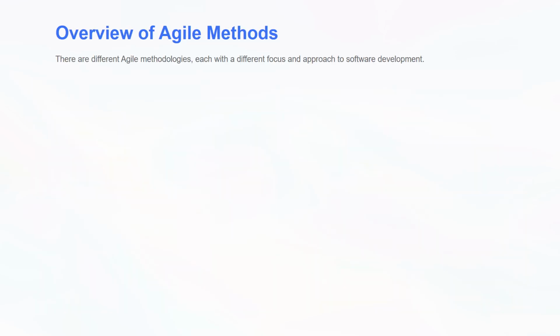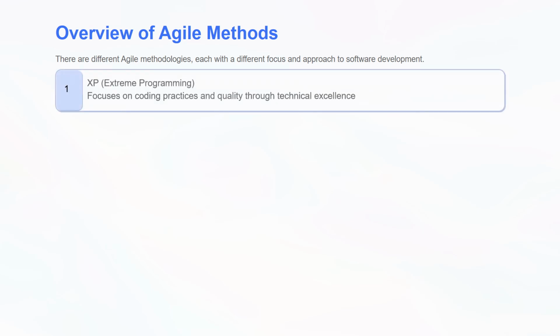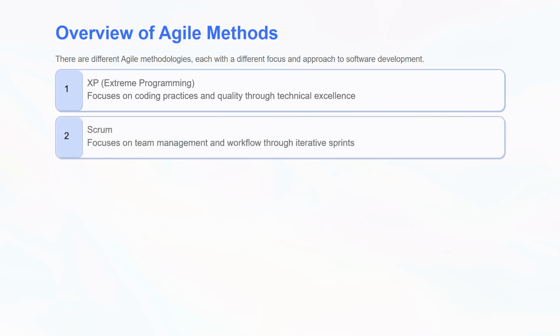Now let's look at the different Agile methodologies. Agile is not a single method, it is a collection of different approaches and each one focuses on a different aspect of software development. First, we have extreme programming or XP, which mainly focuses on improving code quality through strong technical practices. Next is Scrum, which is the most widely used framework. It focuses on managing teamwork and organizing work into small cycles called sprints.